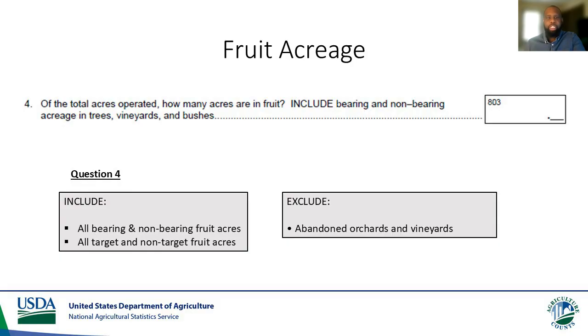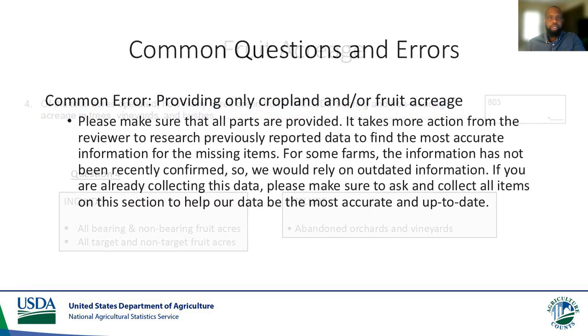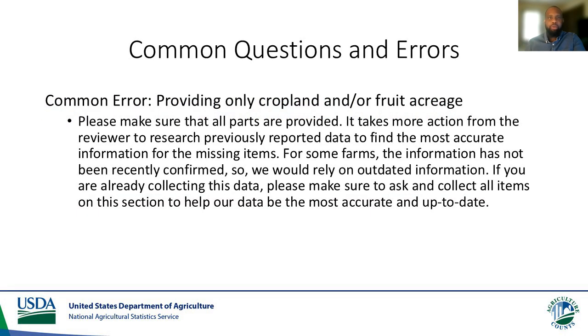Depending on the type of operation, question 4 will either be equal to question 3. It will never be more. So basically, fruit acreage should never exceed cropland acreage. They can equal each other, but fruit acreage should never be more. So a common error we're seeing is providing only cropland or fruit acreage when we need both. Please make sure that all parts are provided.